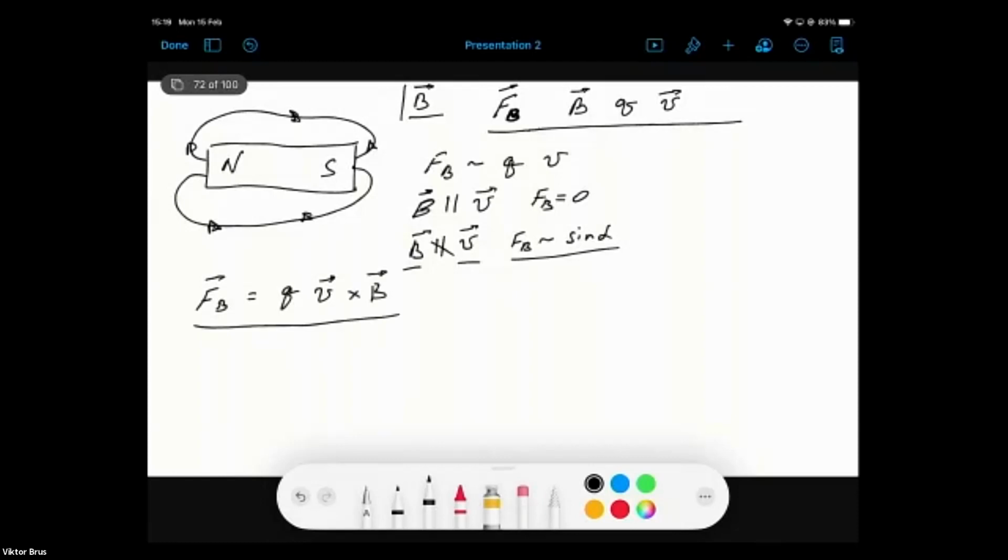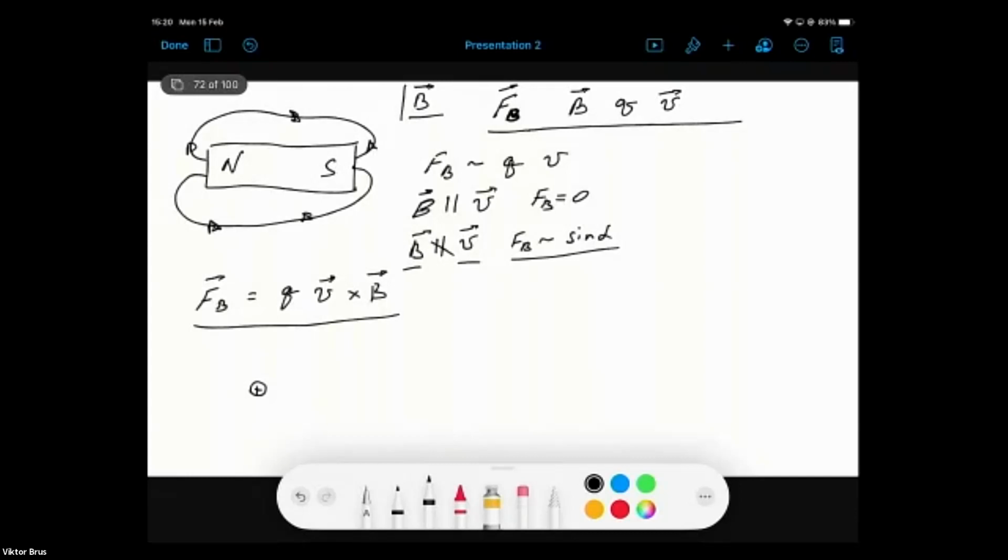So by defining this magnetic force, we can quantify the magnetic field at any point, and it is necessary to highlight some features of this vector product. So we have a positive charge, let's say. This is important.